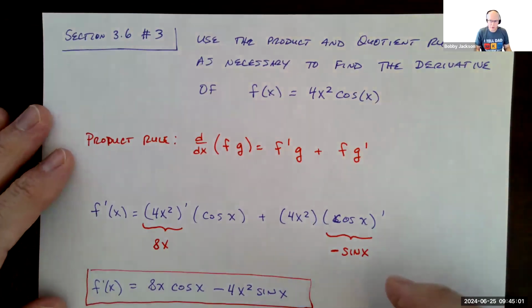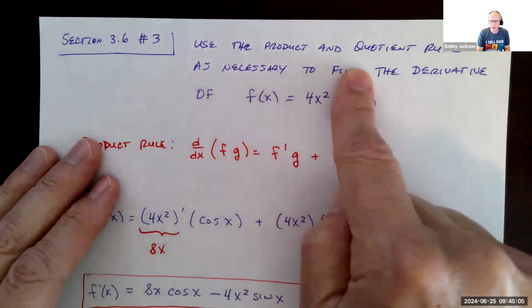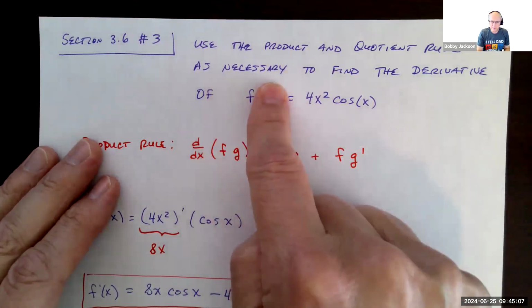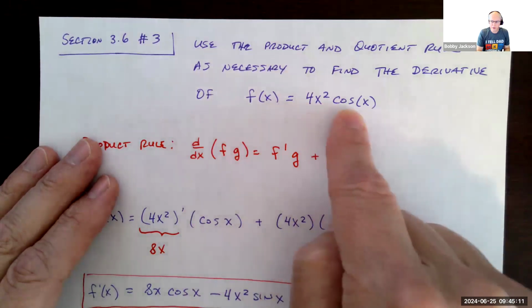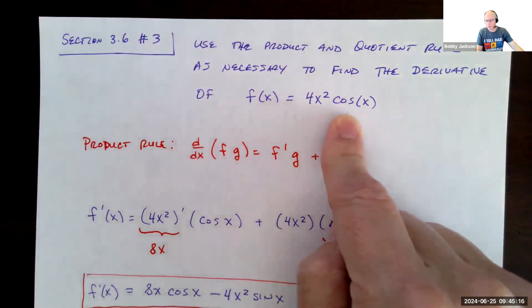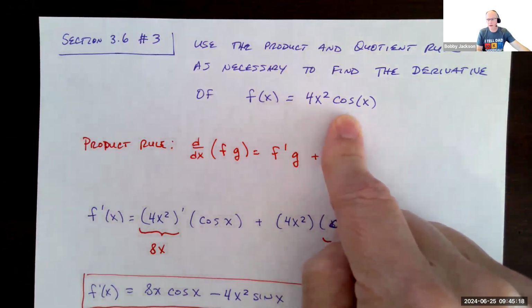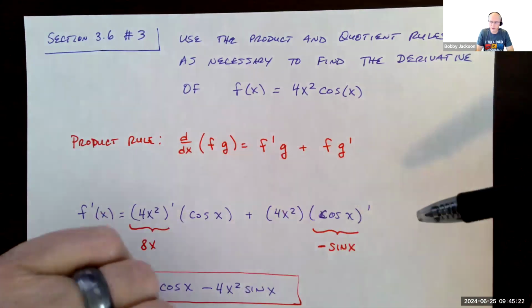Let's look real quick at number 3 in section 3.6. We're going to use the product and quotient rule as necessary to find the derivative of this function, 4x squared times cosine of x. So notice, of course, it involves a trig function, so we will need to know how to find the derivatives of the trig functions, in particular, the derivative of cosine of x.